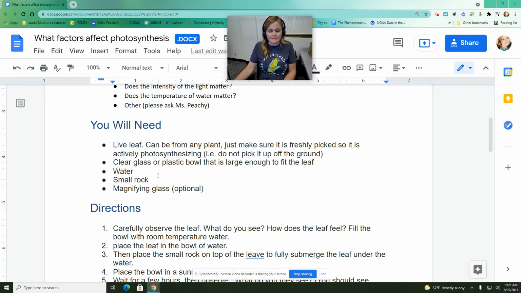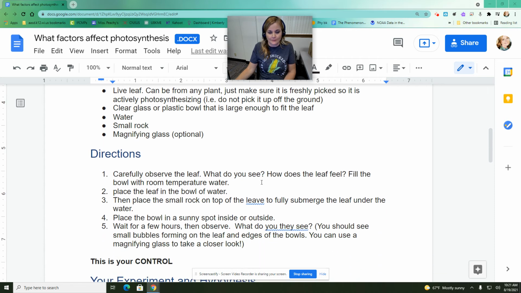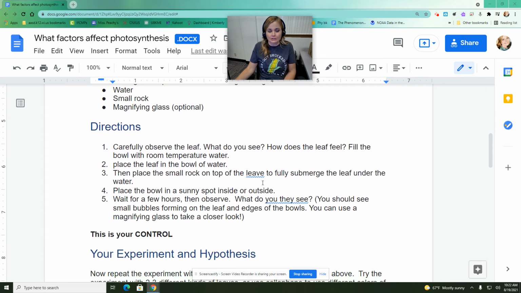Water, and something to hold the leaf down under the water. So they suggest putting a little rock on that leaf so that it stays submersed. But you could use whatever to keep that underneath the water. And if you have a magnifying glass so you can observe more carefully, that's great. If you don't have that, that's okay too. But those are some materials that everybody should have access to at home or be able to get access to.